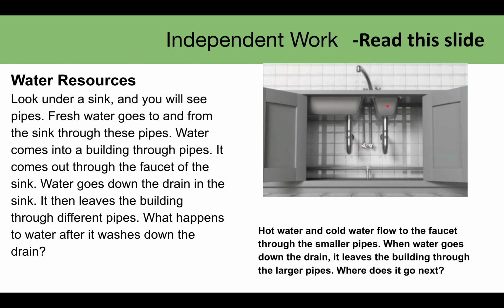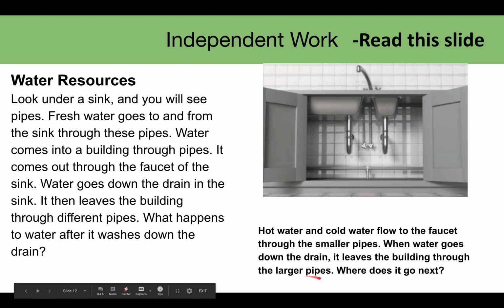In this illustration, we see a kitchen sink. We see pipes, we see a faucet, and we see sinks. Hot water and cold water flow to the faucet through the smaller pipes. When water goes down the drain, it leaves the building through the larger pipes. Where does it go next?